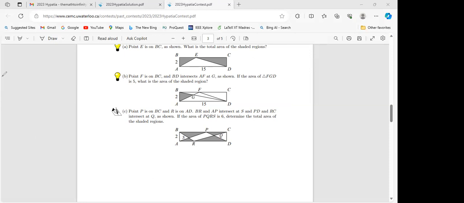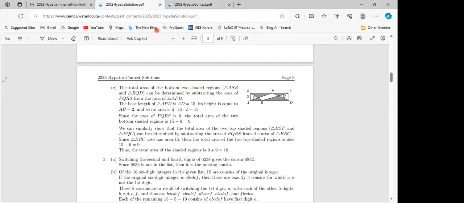Is it clear? Yeah. So you are getting that answer is 9. We can similarly show that the total area of the two top shaded regions, BSP and PQC, can be determined by subtracting the area of PQRS from the BRC. Do you follow? Yeah, it's just the same triangle, just flipped. Yes. So we get 9. So 9 plus 9 would be 18. Oh, okay.